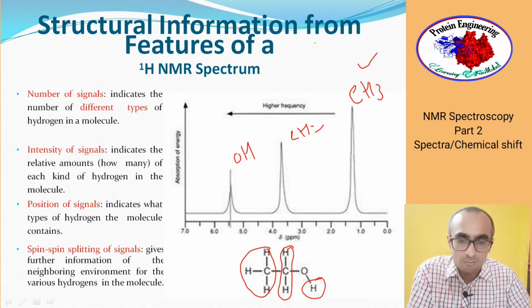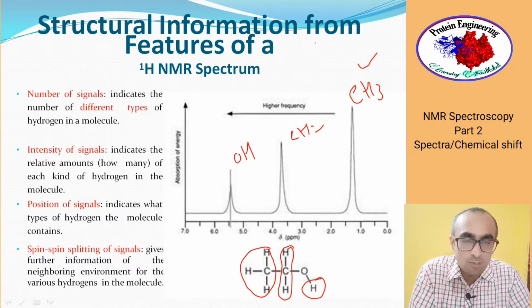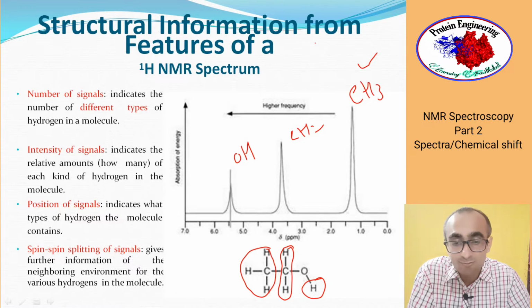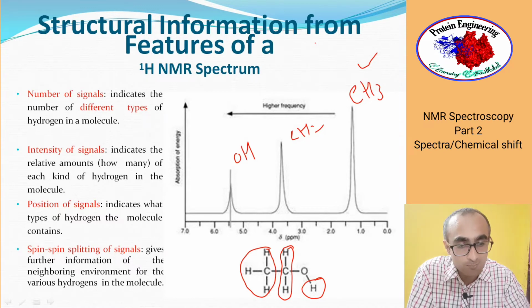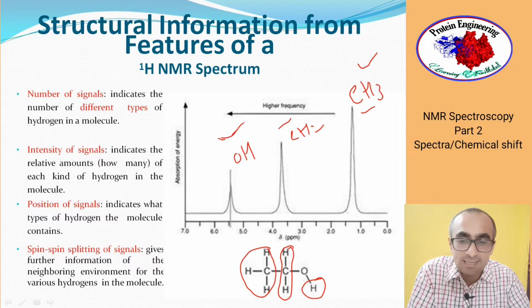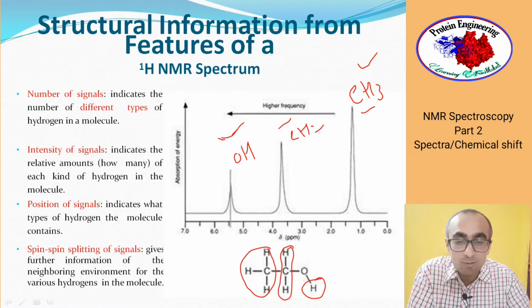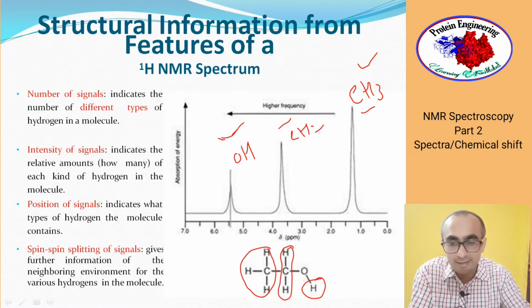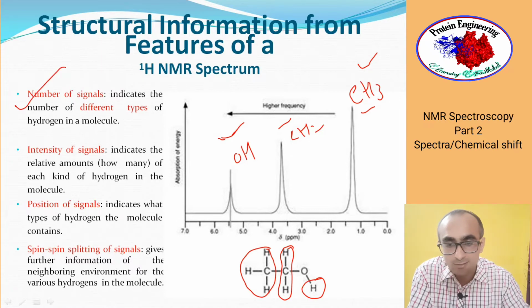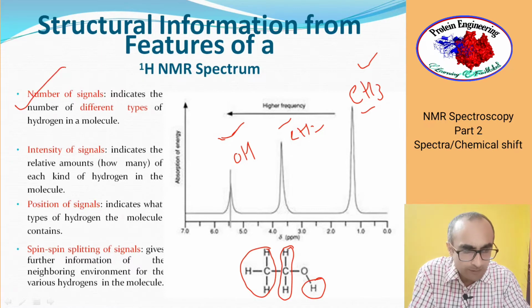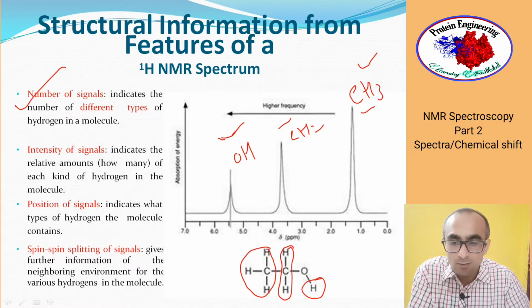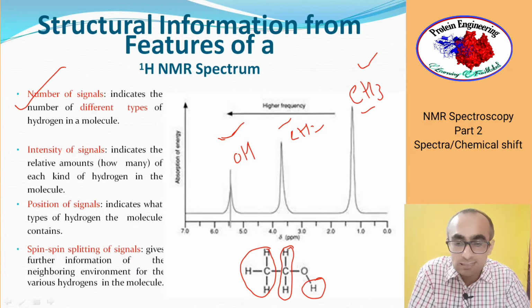So the first information we acquire from NMR spectra is the number of signals. For example, there are three peaks in the spectra of this ethyl alcohol. That simply indicates the number of different types of hydrogen in that molecule. The second is the intensity of the signal. Intensity means the peak height, the peak area. So the intensity of a signal indicates the relative amount of each kind of hydrogen in the molecule.